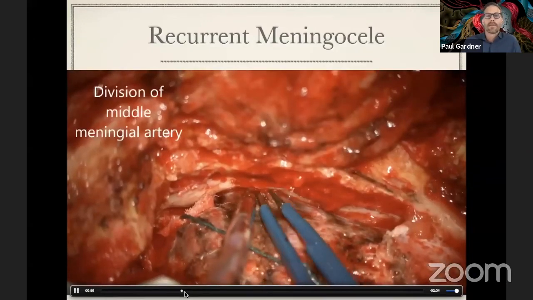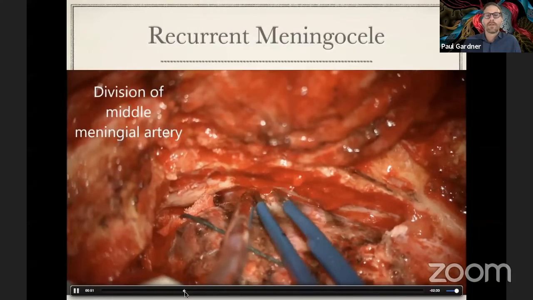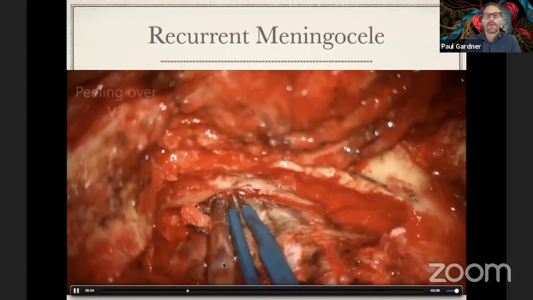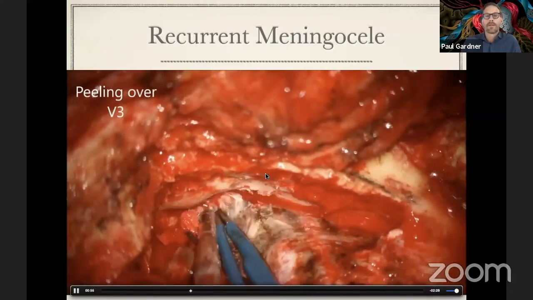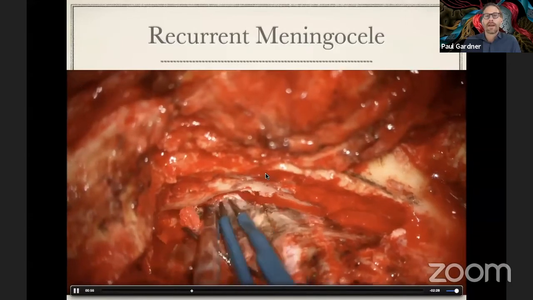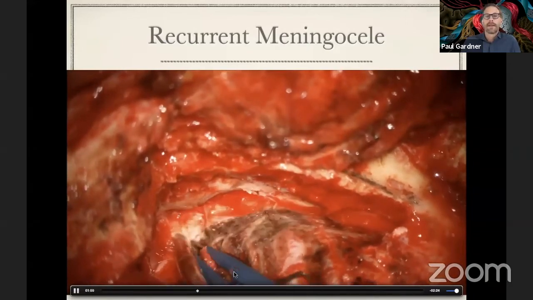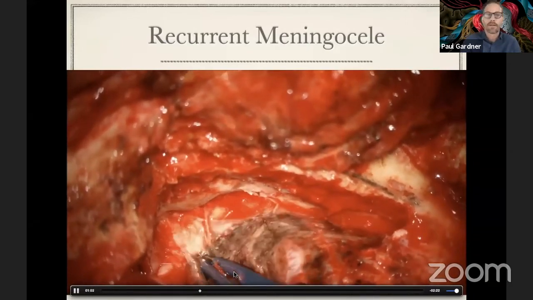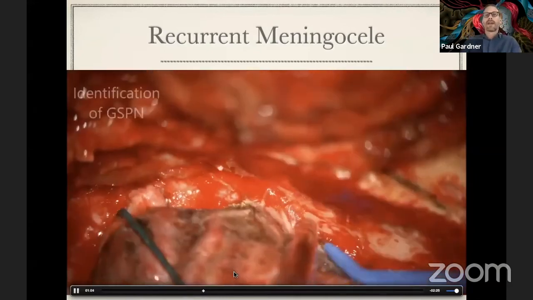Here we are dividing the middle meningeal artery. You often want to do this in the most controlled fashion possible, but now we see foramen spinosum. We start to peel Meckel's cave. And this gives us complete access now to the middle fossa floor, Meckel's cave.